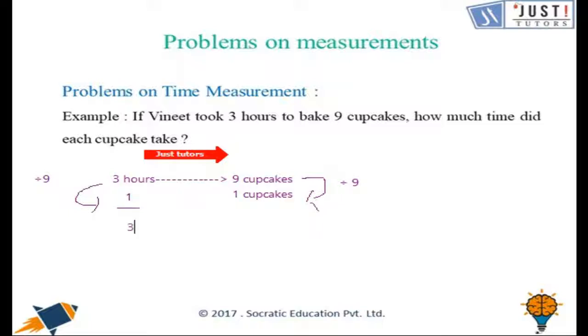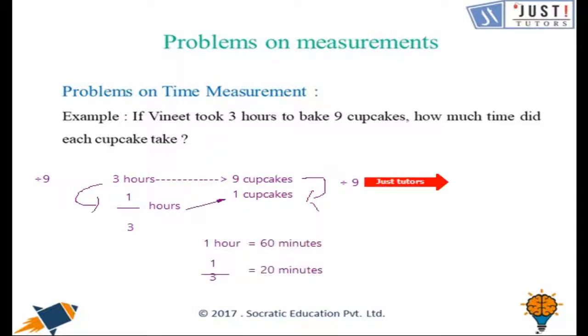So if we have 60 minutes in 1 hour, I'll just write it down there for you. If 1 hour has got 60 minutes, 1/3 of that will be 20 minutes. So we can say that we took 20 minutes to make 1 cupcake, and it took 3 hours to make 9 cupcakes.